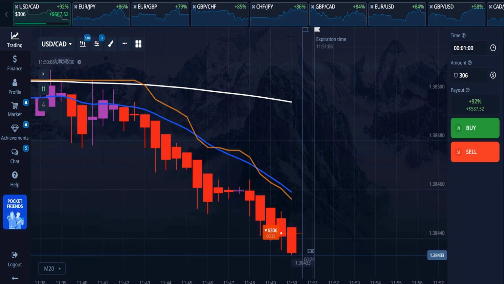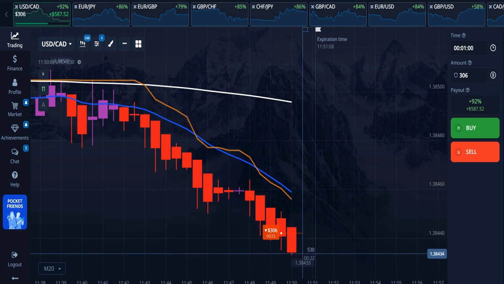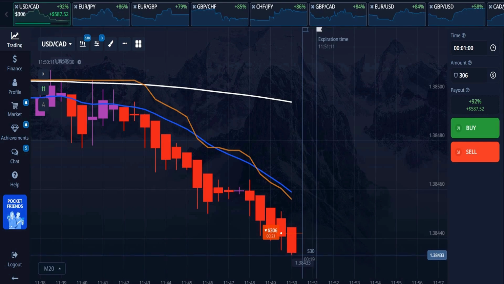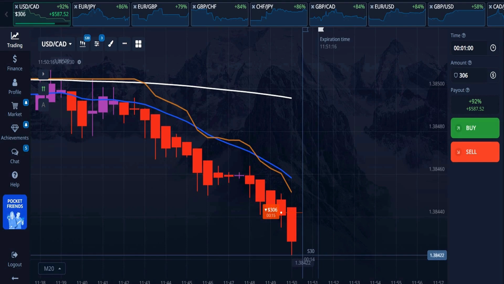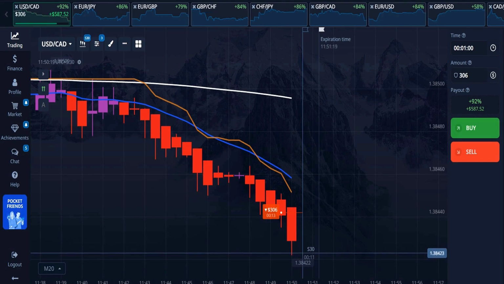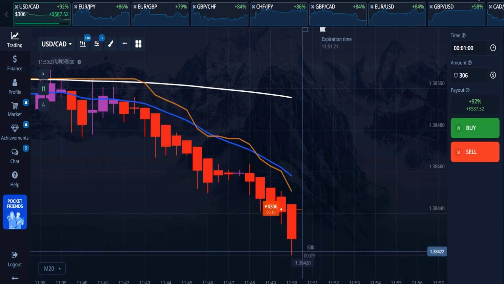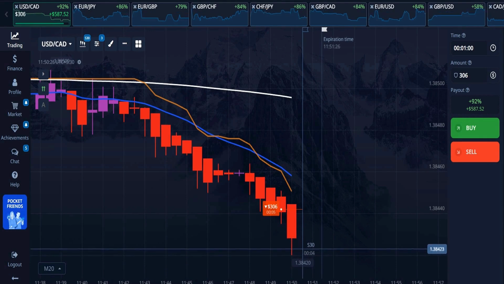Let's now wait and watch how this trade performs. While we wait for the result, always remember this: never skip the rules. Enter only when you see clear confirmation from all indicators. Avoid trading during flat or sideways markets. This strategy works best in strong trends.